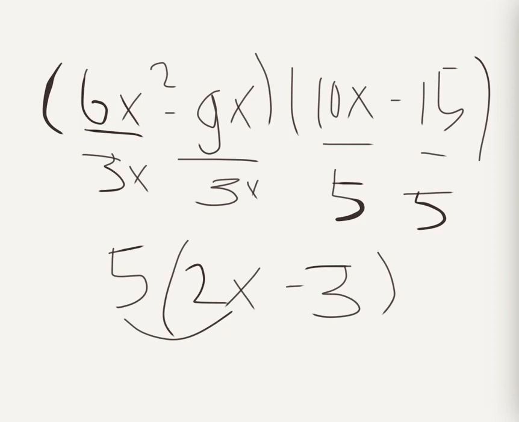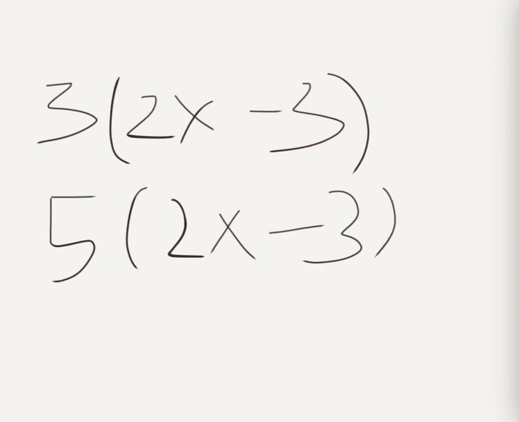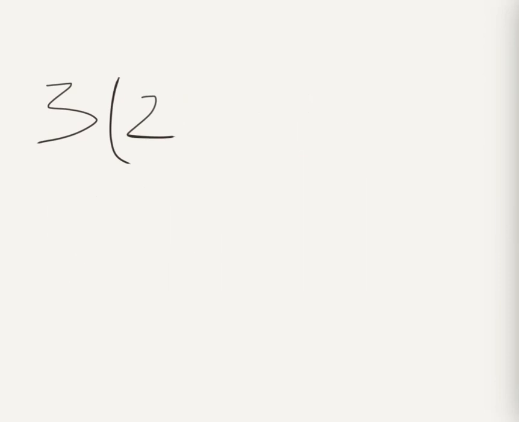And so let's have a recheck. 5 times 2x is 10x, and 5 times negative 3 is negative 15. So this is the exact same expression, but it's minimized. So the two expressions are 3(2x minus 3) and 5(2x minus 3). But as you can see, there are two copies of 2x minus 3, and you have to only take one.